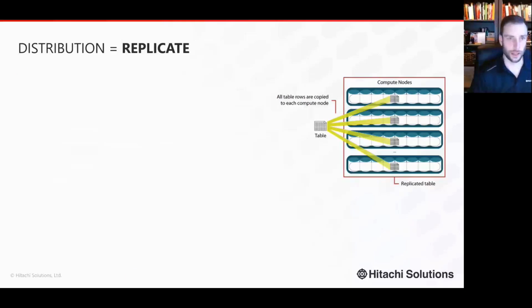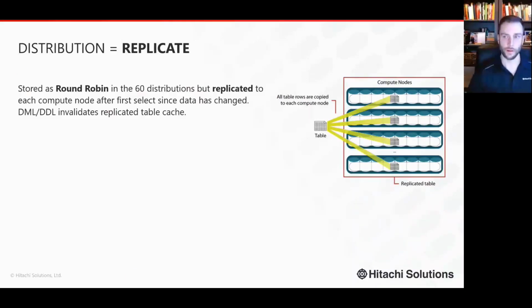So now our next distribution type is replicate. Replicate stores your data as round robin in all the 60 distributions, but after the first select statement, or even query plan that's generated off of that data, it will cause the data to be replicated to the compute node. So instead of only having it in each of the 60 distributions, you also have a full copy of the table on each compute node.